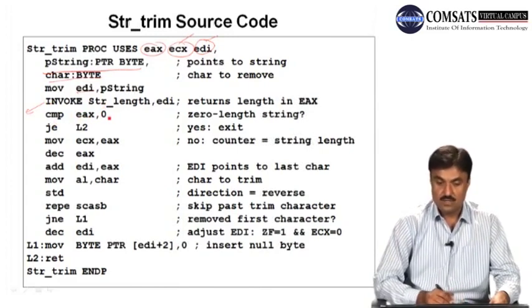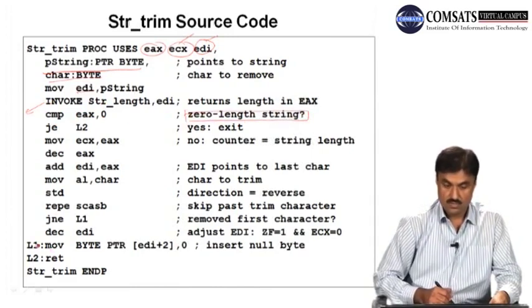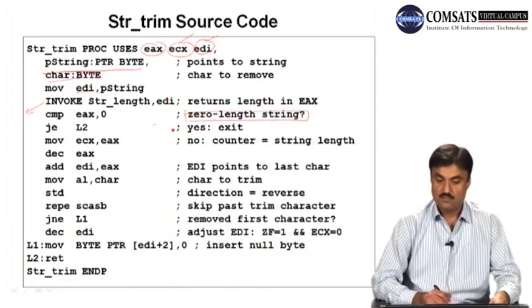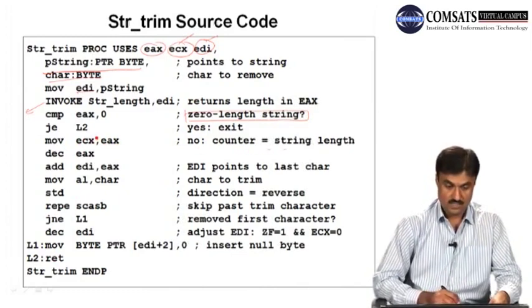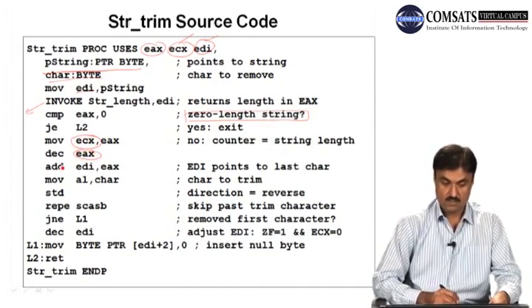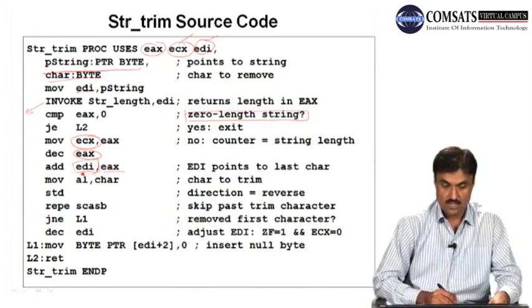If EAX is equal to 0, that is, if it is an empty string, then we can jump to L2, so return back. This is the first condition. If yes, then exit. Then move ECX, EAX: the counter is equal to the length of the string, so ECX has the value. We are decrementing EAX, so one is subtracted from EAX here. Now EDI points to the last character, so we are going to add EDI with the EAX.